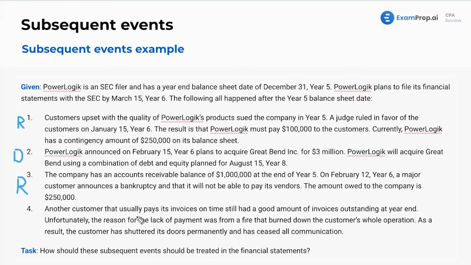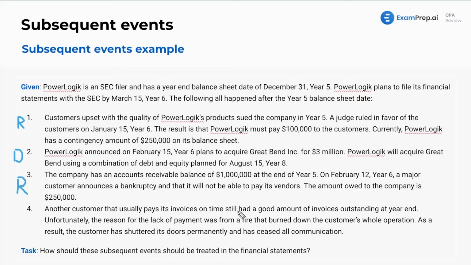Lastly, another customer that usually pays its invoices on time still had a good amount of invoices outstanding at year end. Unfortunately, the reason for the lack of payment was from a fire that burned down the customer's whole operation. As a result, the customer had shuttered its doors permanently and ceased all communication. So they're just ghosting the company. Not fun, but I guess it happens. Do we disclose it? Do we record it? What do we do? Well, I don't see it affecting year 5, although it does say still had a good amount of invoices outstanding at year end, so that would insinuate year 5.